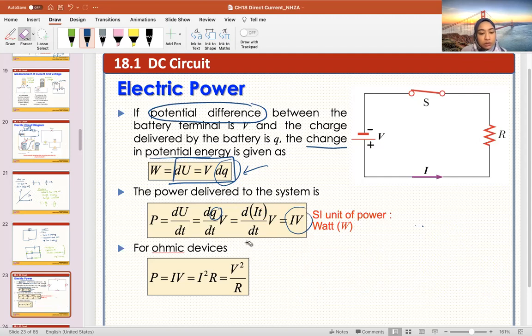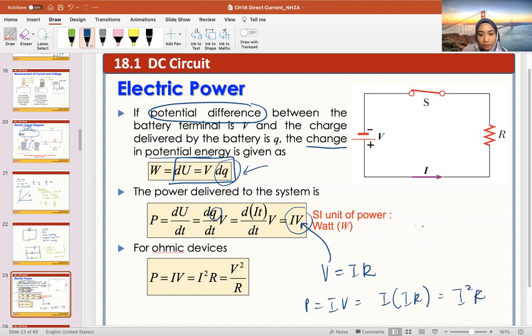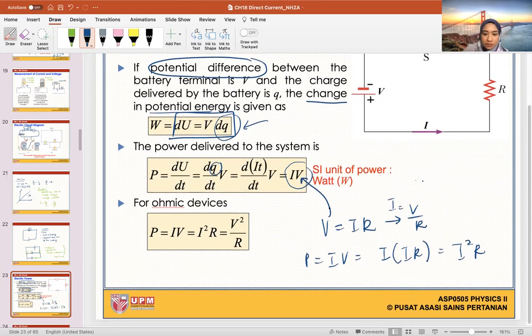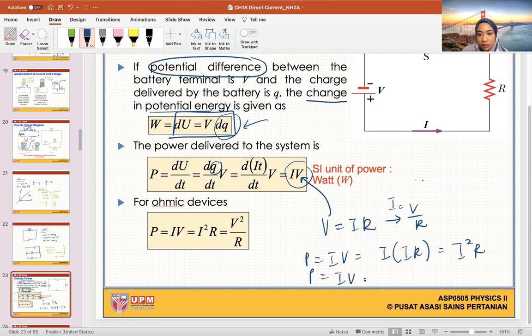Okay, so P equals IV, and if using Ohm's law, which is V equals IR, I can substitute this over here. So P equals IV, so I times IR gives you I squared R if you want to eliminate the V. If you want to eliminate the I, you know what to do: I equals V over R. So you substitute this for I, so P equals IV, so I is V over R times V. You get V squared over R.